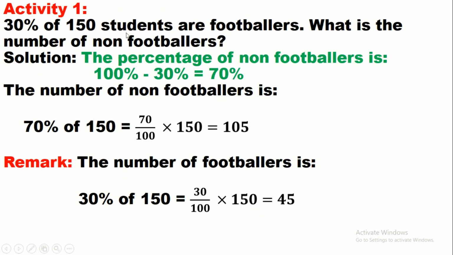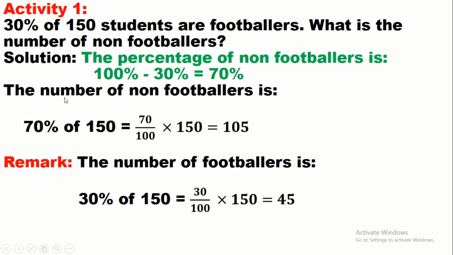Well, finally, an activity. If we have 30% of 150 students are footballers, what is the number of non-footballers? As you see, we have a hint. We have 150 students. 30% of them are footballers. We want the non-footballers. How to solve it? First of all, since we are dealing with percentage, we should know the percentage of non-footballers, which is 100%, the total percentage, minus 30%. It will give us 70%.